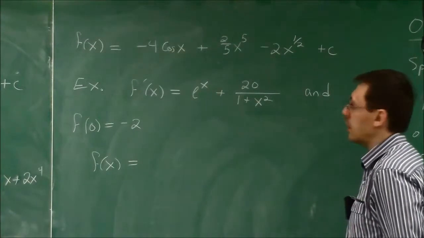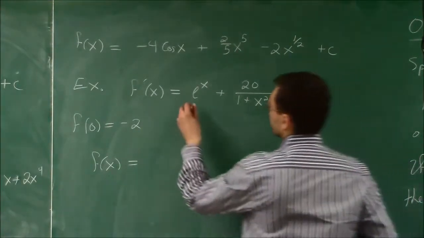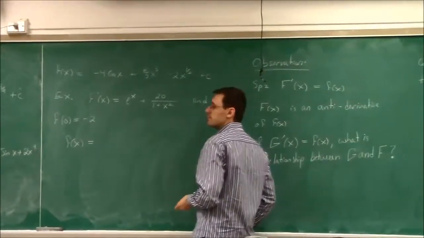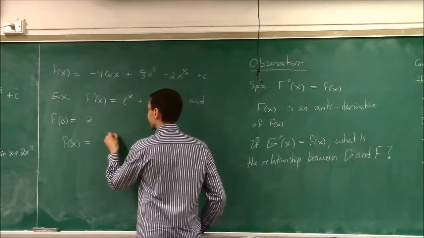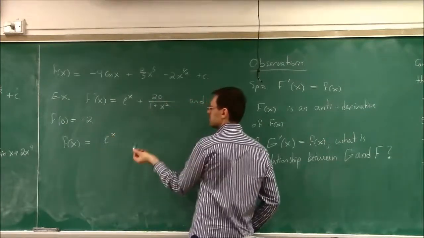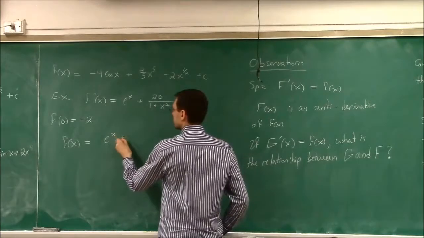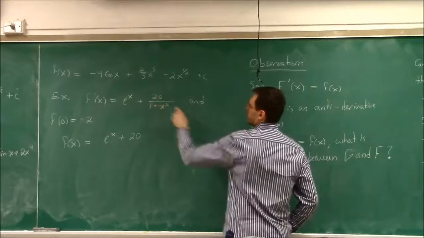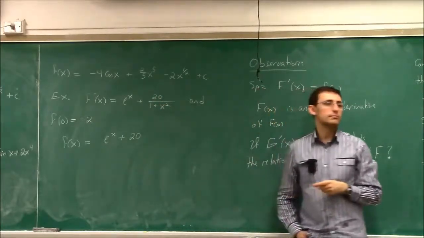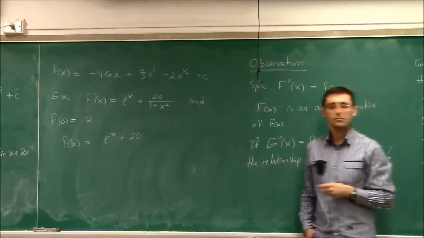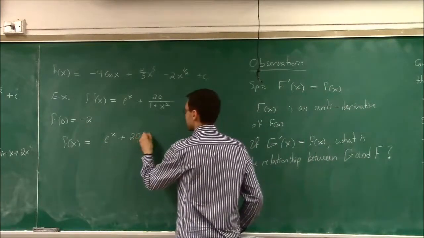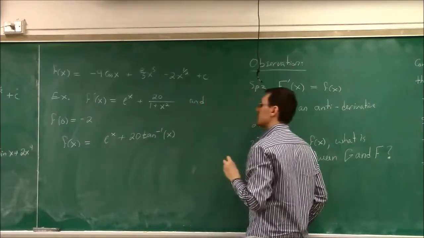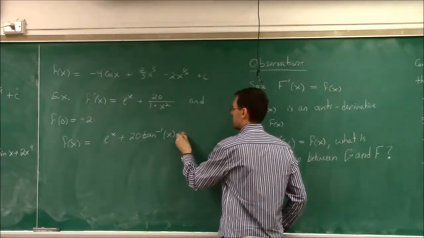So how do we proceed? So the general guess is what? e to the x, plus 20 what? No, this is 20 over 1 plus x squared. So 20 times tan inverse, right? And then plus c.